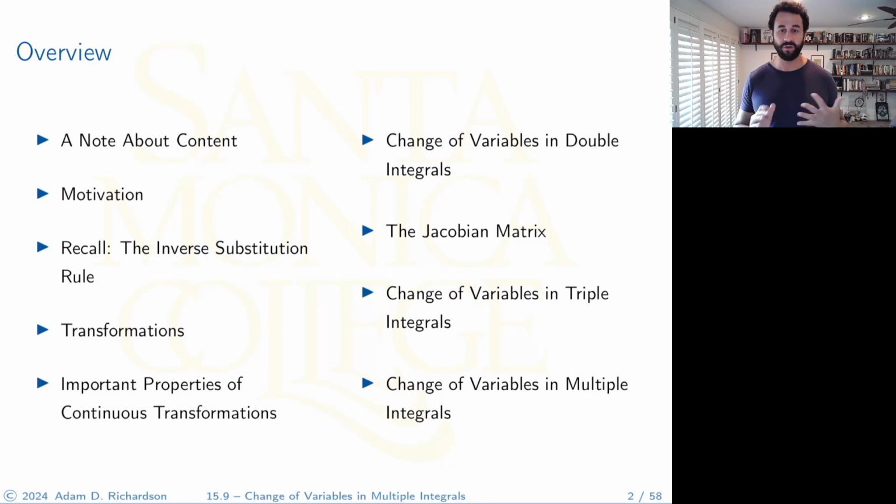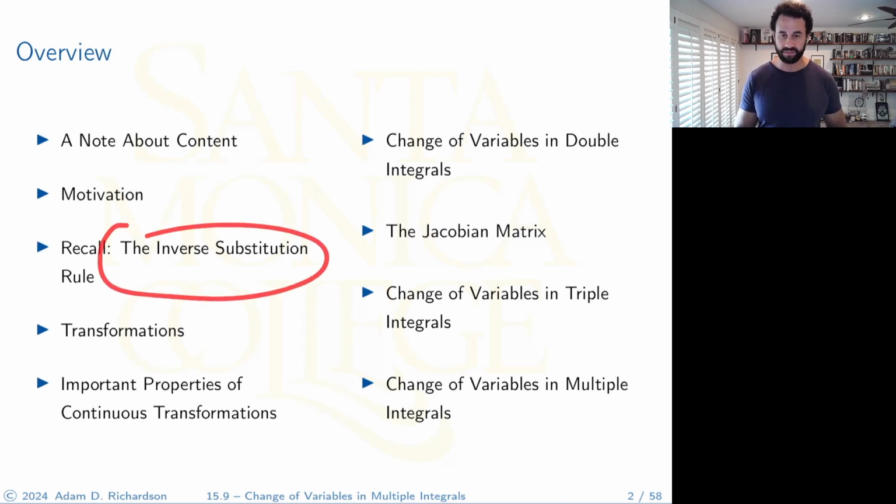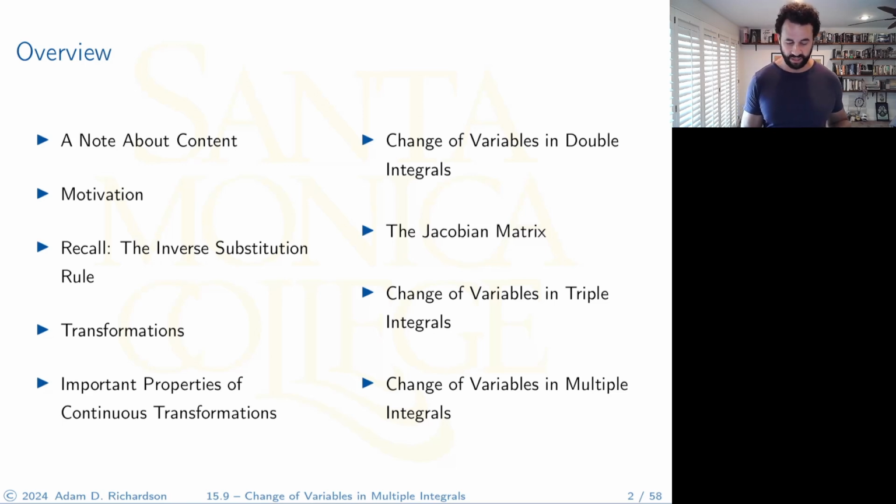So here's the overview. I'm going to talk a little bit about the content of this section, what's in this lecture versus what's in the book. We're going to get a motivation for the content of this section, like why we care, what we're doing. We're going to recall some properties, some theorems that you learned previously in Calc 1 and Calc 2, in particular the inverse substitution rule, because that's kind of what we're generalizing in this section. Then we're going to talk about transformations, important properties of continuous transformations that allow us to do the things that we're going to do in this section.